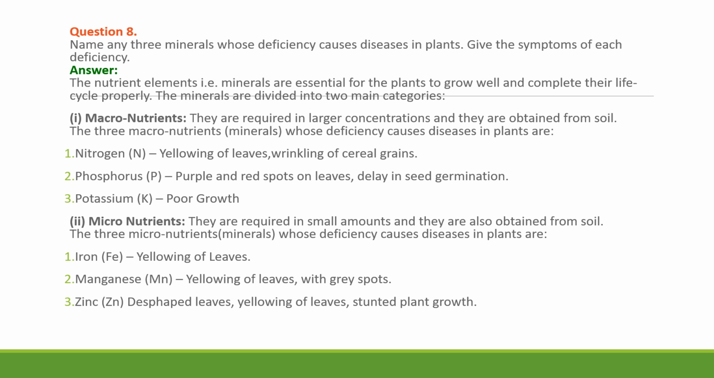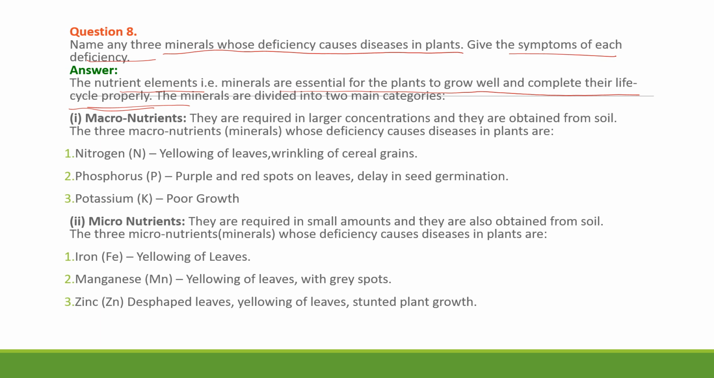Now name any three minerals whose deficiency causes diseases in plants. Give the symptoms of each deficiency. So the nutrient elements, minerals, are essential for plants to grow well and complete their life cycle properly, as it is important for us also. Nutrients, macro and micro minerals are required for our body also, but for plants they are similarly important. And what happens when there is a deficiency of these things in plants?